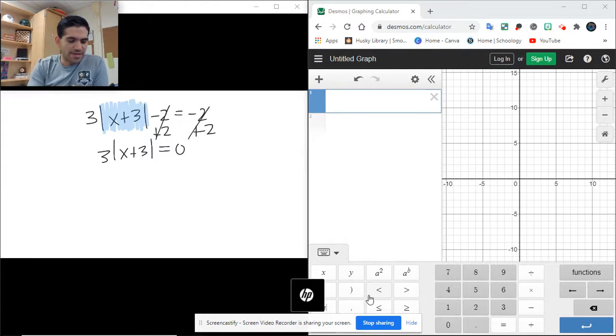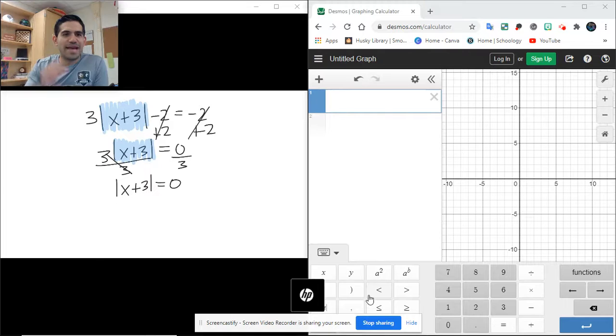We're still trying to isolate the variable, right? We're still trying to isolate this piece by itself. So we got to get rid of that 3 that is in the front. We got to get rid of this piece. So since we're multiplying this times 3, the inverse operation is to divide by 3. So we divide the left and the right. And we're left with absolute value of x plus 3 equals 0.